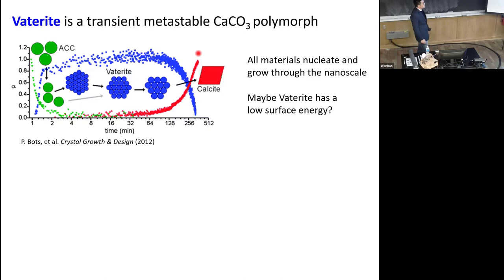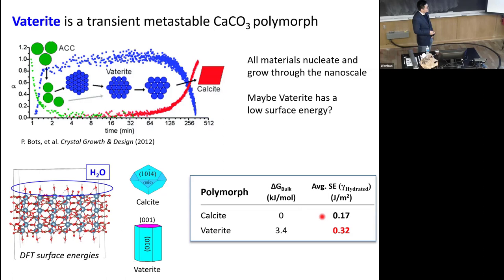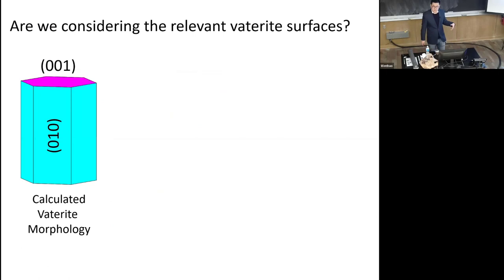So for vaterite to appear, we might think that it has a low surface energy, just because I just told you, right? All materials nucleate and grow through the nanoscale. So maybe this has a very low surface energy that stabilizes it. I calculated the surface energies of vaterite and calcite, and vaterite actually has a higher surface energy than calcite. That's kind of mysterious. This material forms early on, but it has a high surface energy. What could it be? Well, when I calculate surface energies, I have to assume what the surfaces are. And I thought maybe I'm not picking the right surfaces. So I try to see what the experimental morphology is. And this is what the experimental surfaces look like.